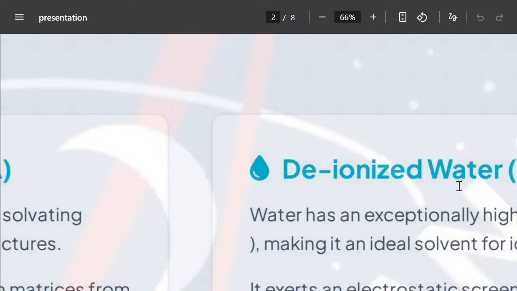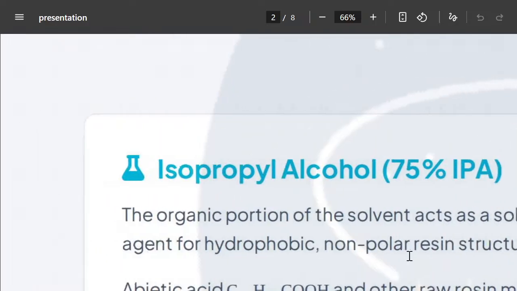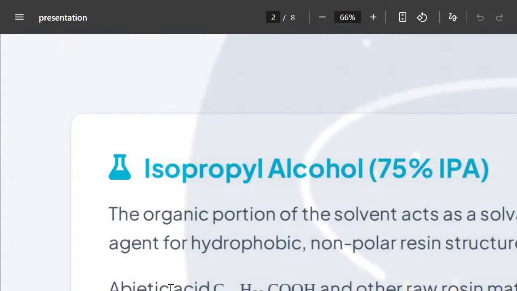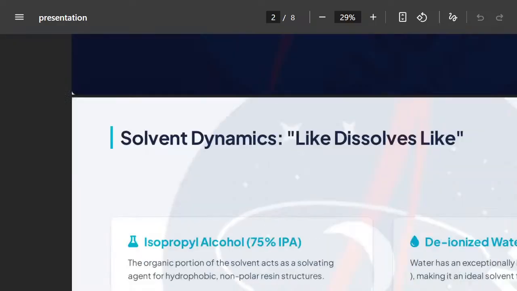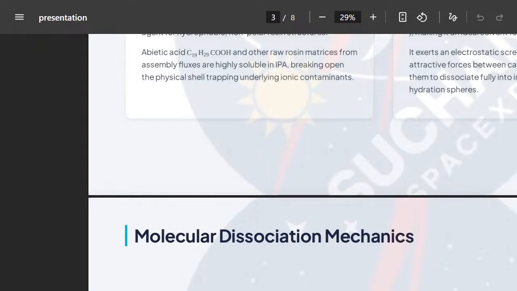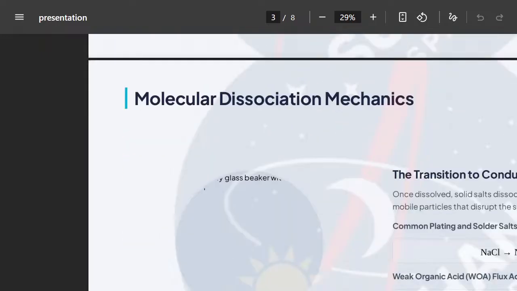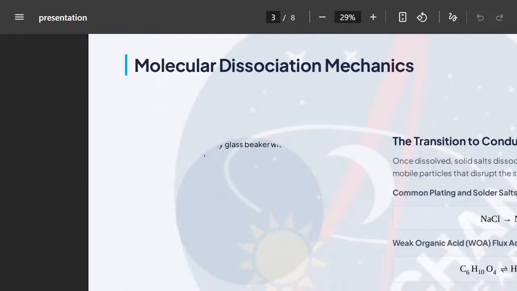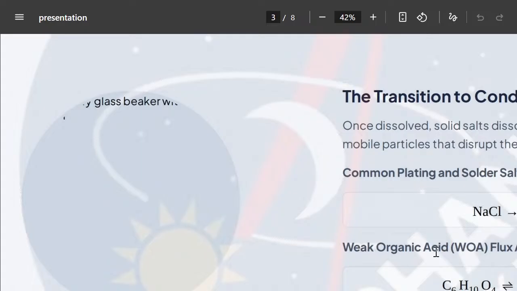I just gave you an example of adipic acid. Another example given in the PPT is abietic acid, which is another kind of flux used. Adipic acid is used as an activator. Here also the example is given: weak organic acids are used as flux activators, for example adipic acid. So adipic acid is an activator in soldering. These are called flux activators, and these should be removed.